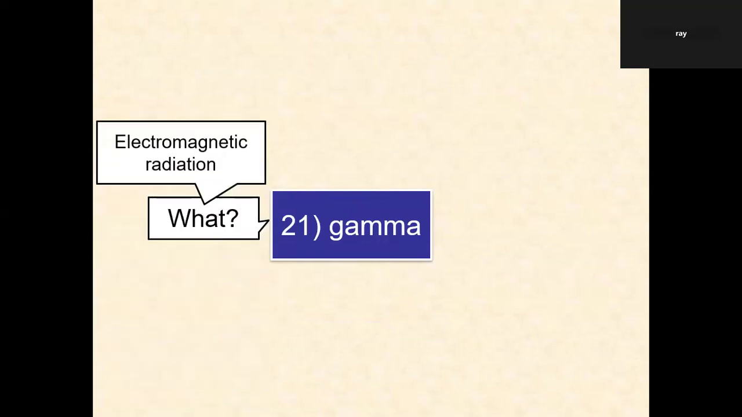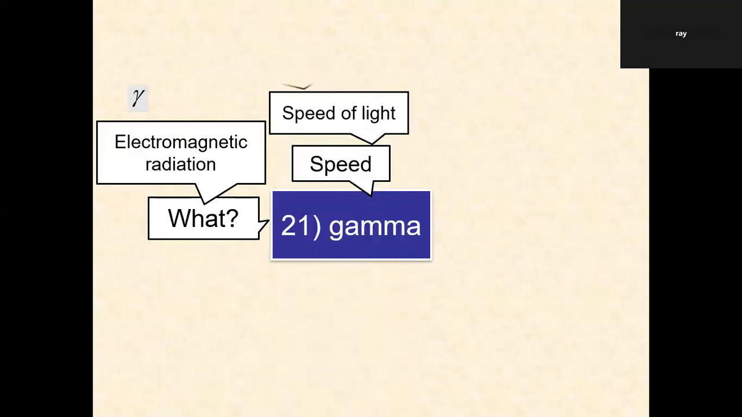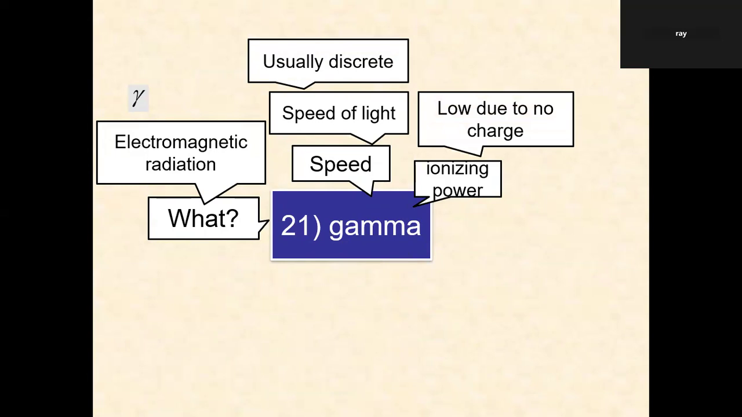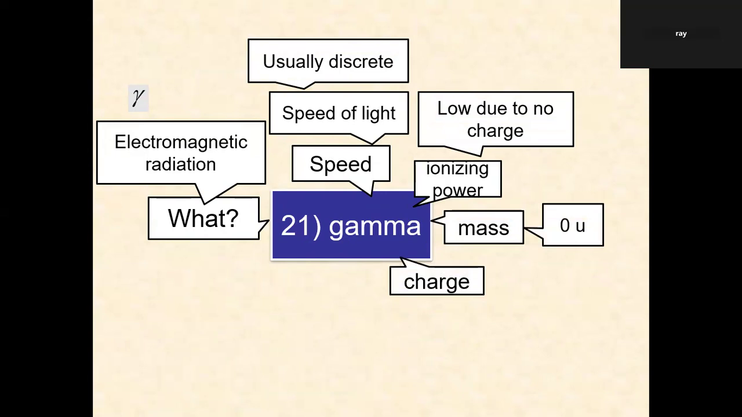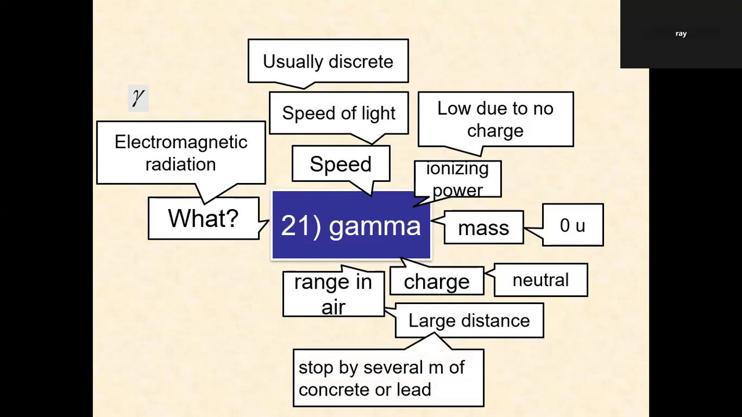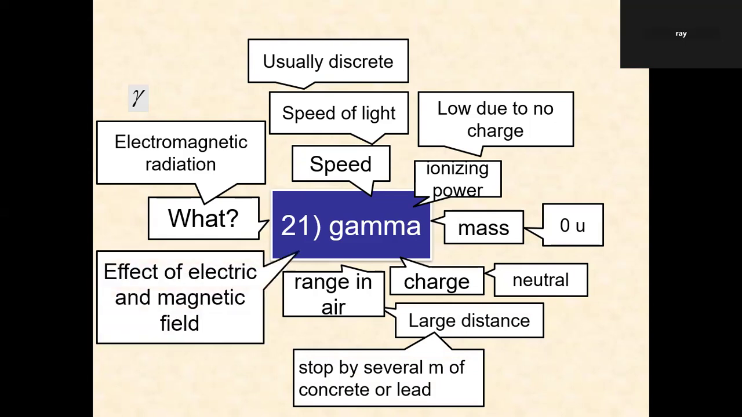Electromagnetic radiation, gamma, symbol, speed of light. Usually discrete also lah, like alpha. Ionizing power, very low due to no charge. Mass, no mass. Charge, no charge, neutral. Range in air, it can travel very large distance. Stopped by several meter of concrete or lead. Not affected by electric or magnetic field.